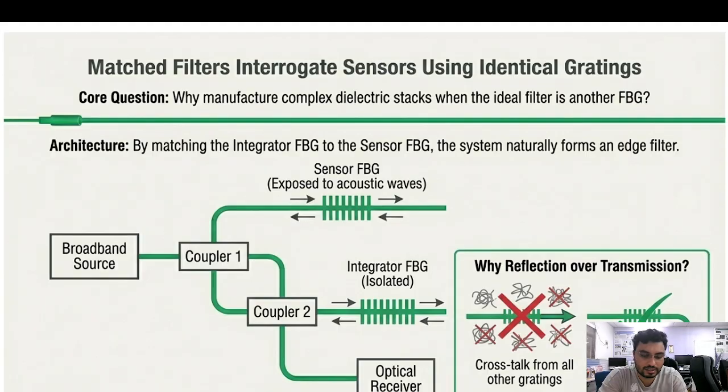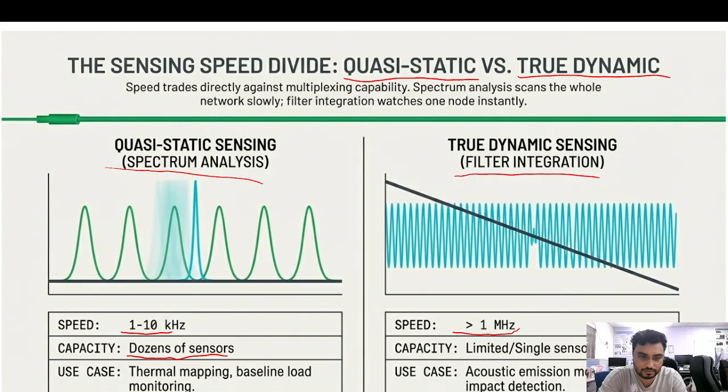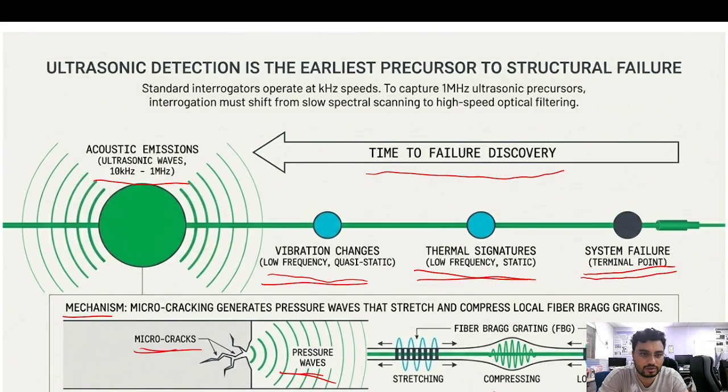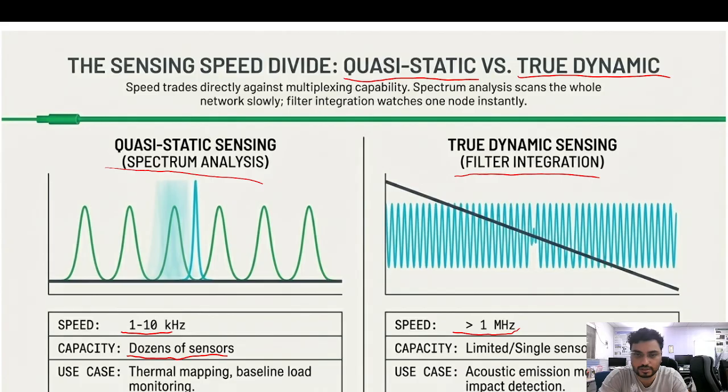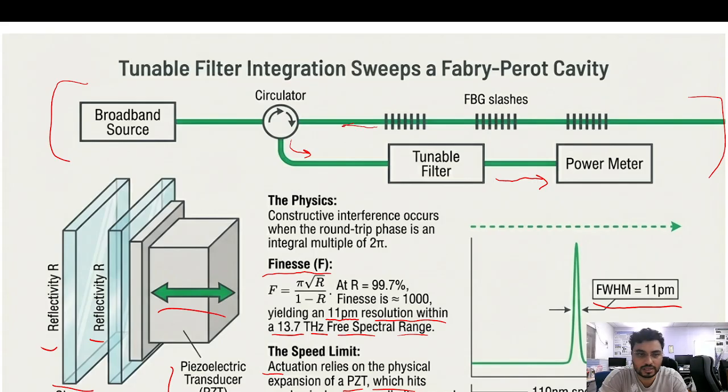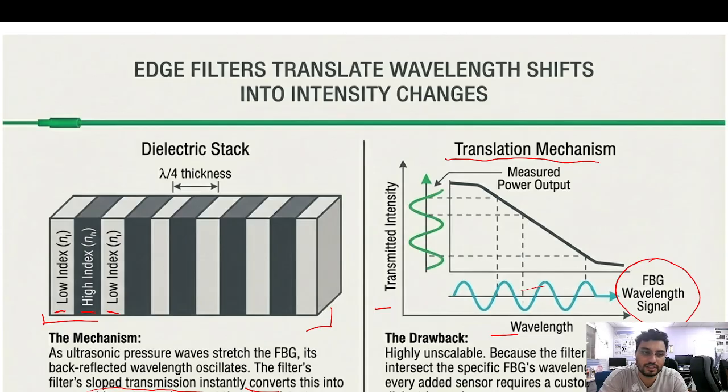Moving towards the next thing, what we have discussed till now: ultrasonic detection as the earliest precursor of structural failure, then the sensing speed divide, quasi-static and true dynamic, then tunable filter integration sweeping a fabricated cavity, and then edge filters translating wavelength shifts into intensity changes.